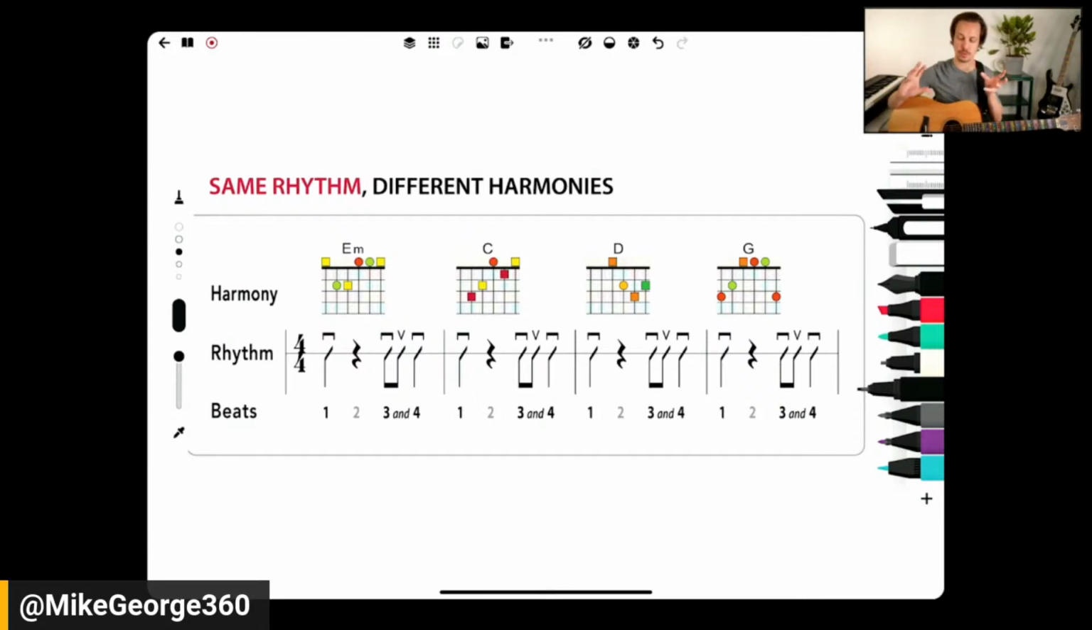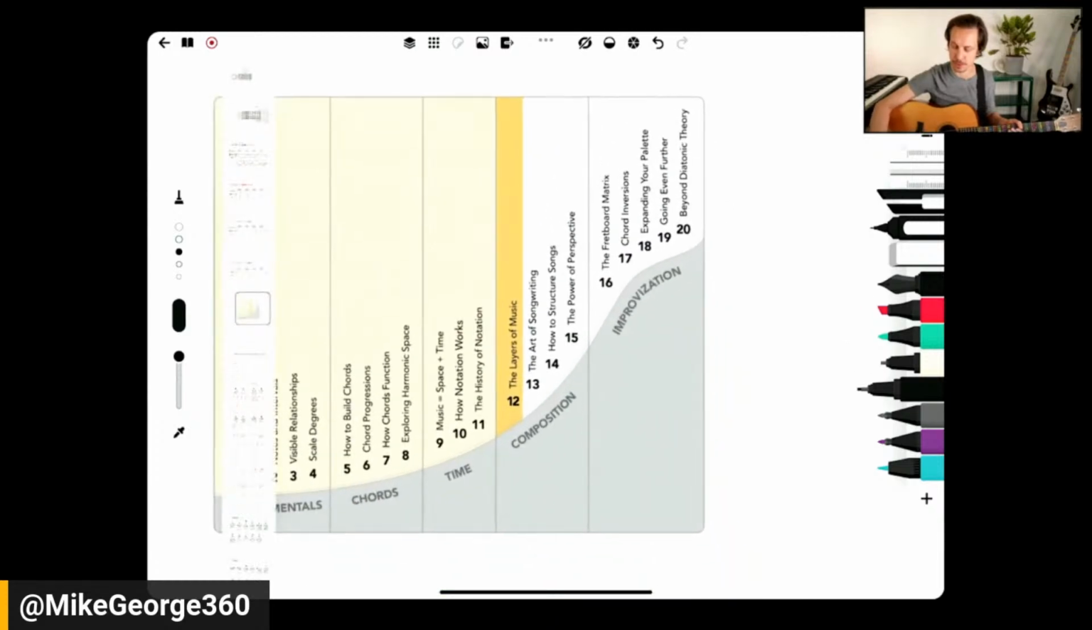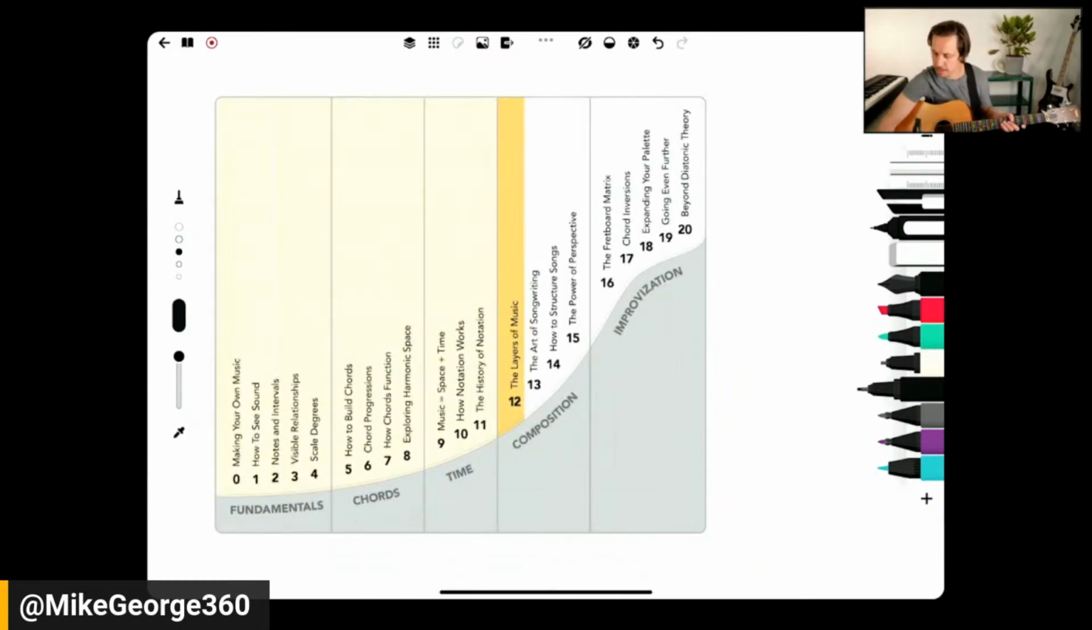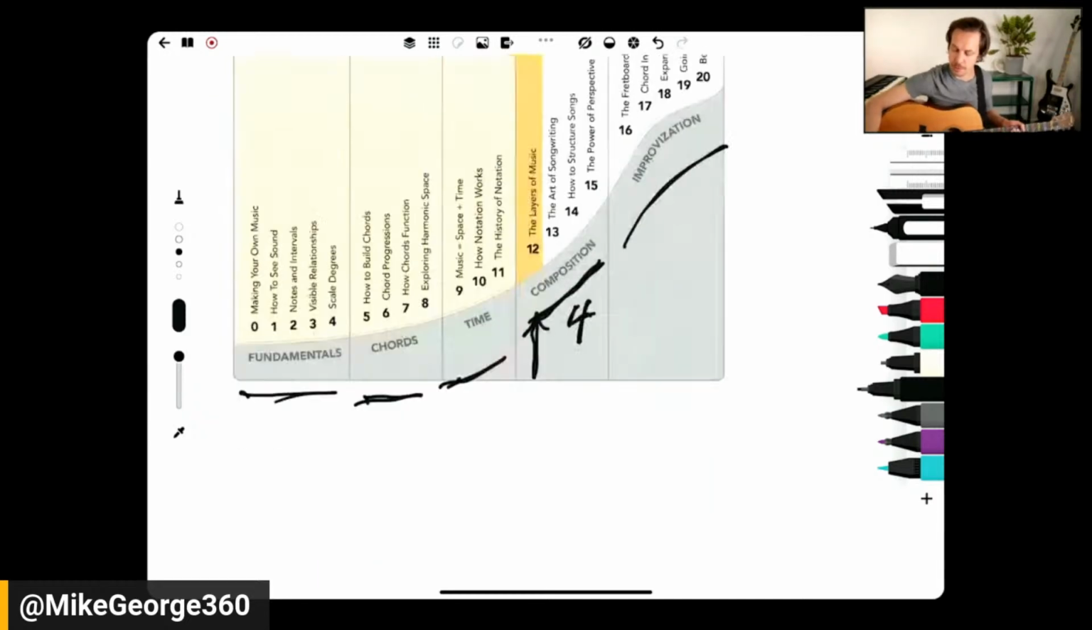Okay, so the two parts practiced separately and then combined is a beautiful thing. So like I say in the course, lesson 12 is called the layers of music, and it's in part 4. This is part 4, and it's about composition. So part 1, fundamentals, is about notes and intervals. Chords is part 2. Time, or dismantling notation so that you can make sense of it and transcend it into actual songwriting, leads to part 4, composition. And then part 5, improvisation, is what I'm actively working on right now. So lesson 12, definitely check that out.